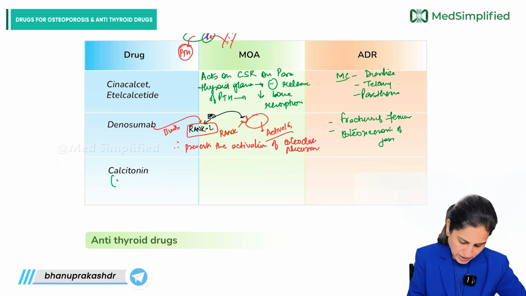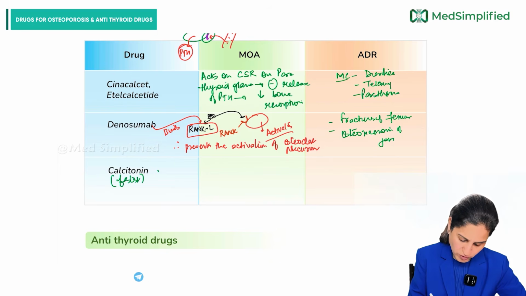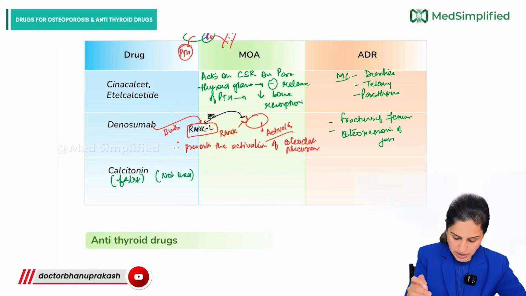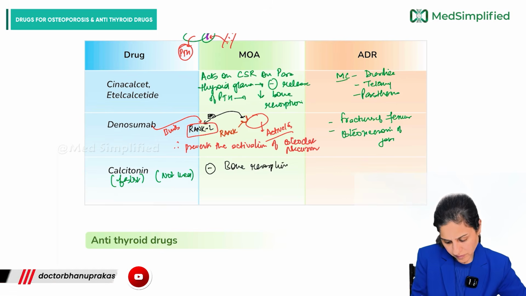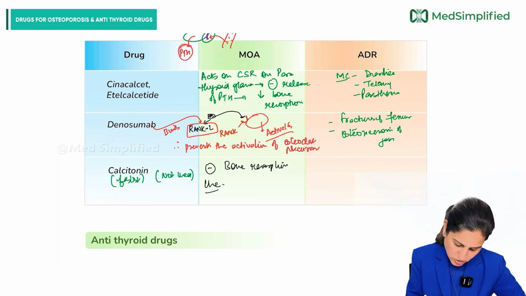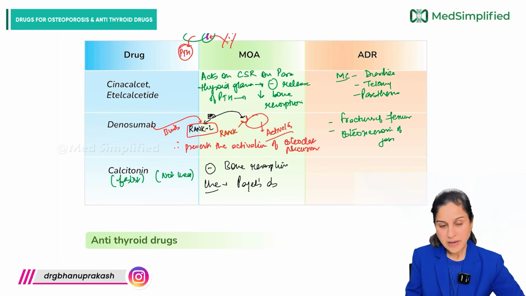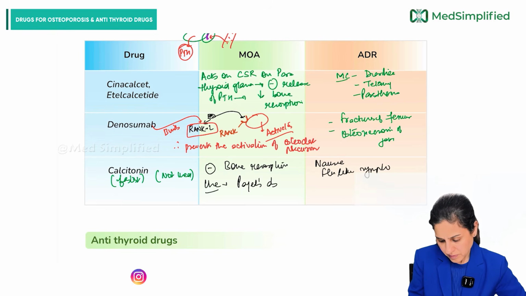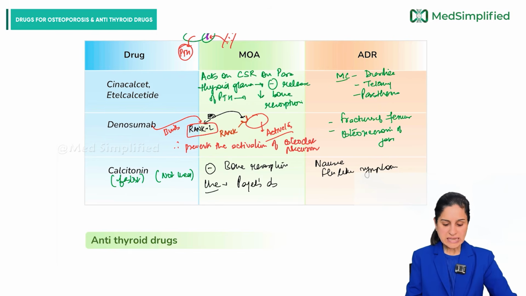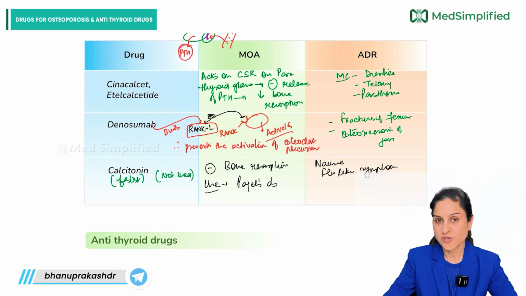Calcitonin. Now, calcitonin, it is one of the fastest acting drug out of the lot, but it is not used. Now, the main role of calcitonin is to inhibit the bone resorption. That's the main role, and it is used in Paget's disease. Right? So, adverse effect can cause nausea, flu-like symptoms, etc. So, these are the important drugs for the osteoporosis.